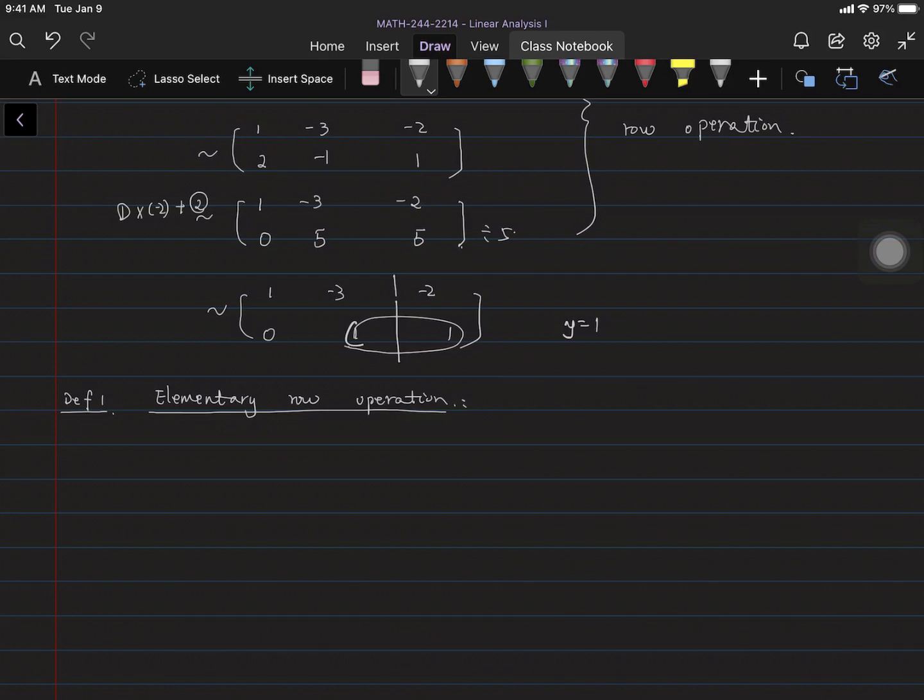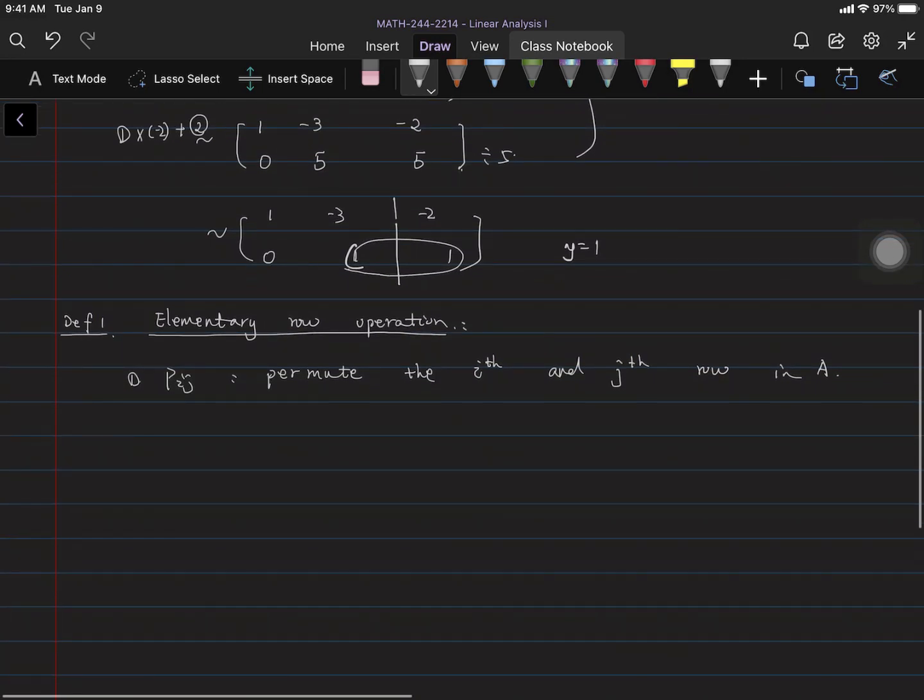Okay, the first one is called PIJ. That means permute the i's and the j's rows in A. Permute 2 rows, or we can say interchange 2 rows. Same thing. Because in our example, we only have first row, second row, right? But in general, we have maybe i's row and j's row in A. This is called the first row operation, which means interchange the order of 2 rows.